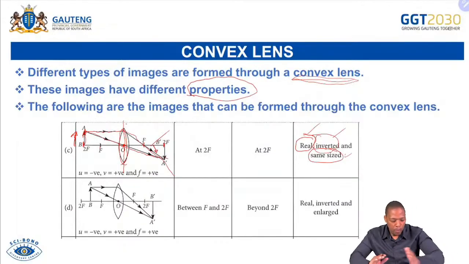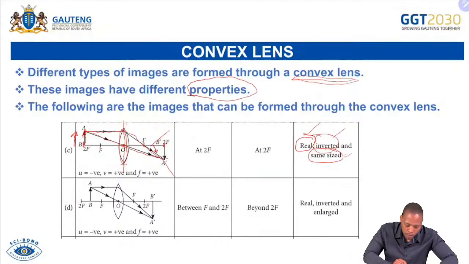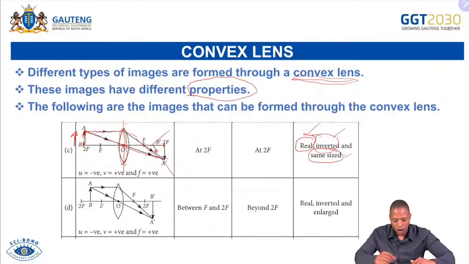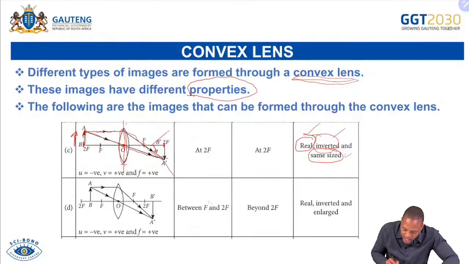So, if I move my image again, remember now, I've moved it from 2F to here, okay? Now, what if I move it and I place it between 2F and F? I will draw the same things all over again, okay? The object is between F and 2F. So I'm putting the object between F and 2F here.